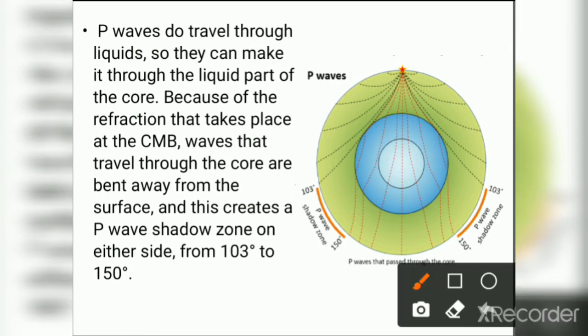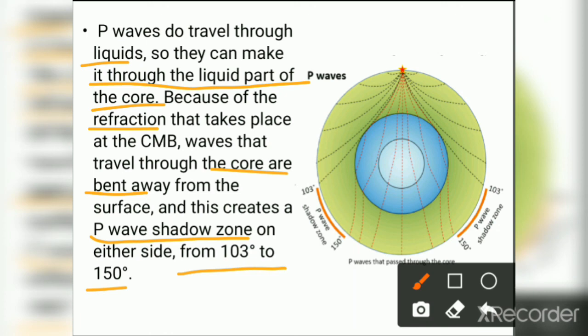Then the P wave shadow zones. P waves can make it through the liquid part of the core because of the refraction that takes place at the core mantle boundary. Waves that travel through the core are bent away from the surface, and this creates a P wave shadow zone on either side from 103 to 150 degrees. So here the P wave shadow zone is of an angle from 103 to 150 degrees. Thank you.